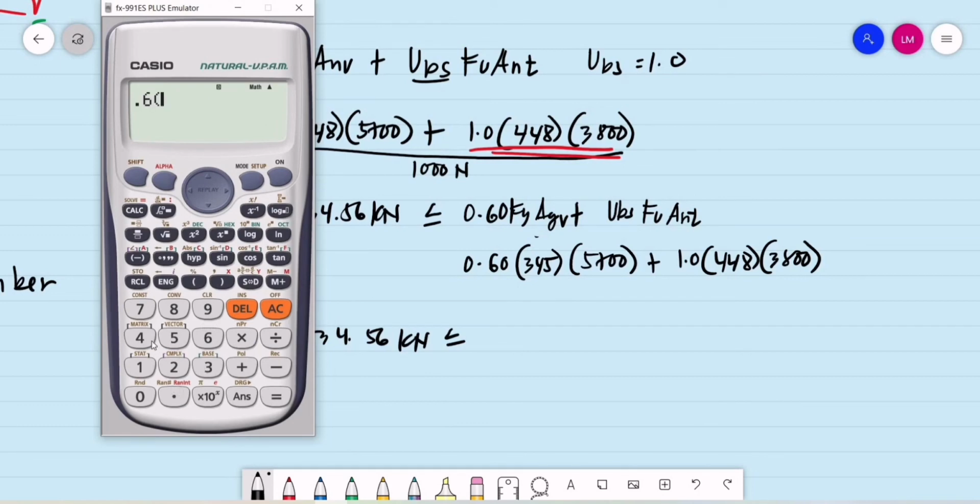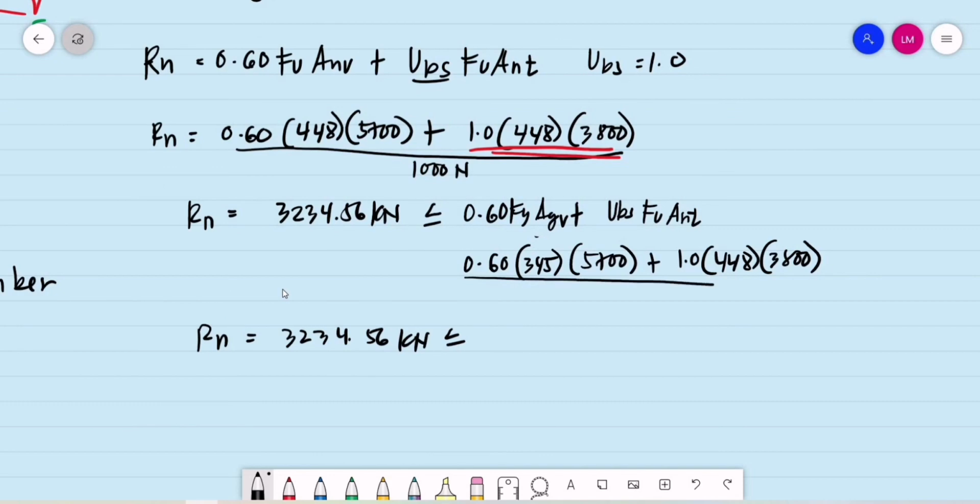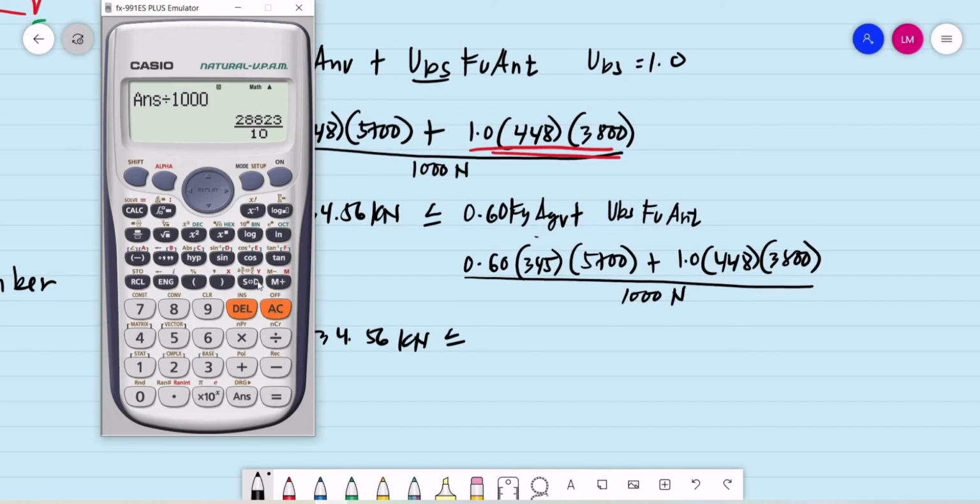We have 0.6 of Fy 345. Ant is the same as Anv, 5,700. Plus 1.0 multiplied by 448, then multiplied by 3,800. To be divided by 1,000. Again, we are dividing this term by 1,000 so that the value will be in kilonewtons. This is 2,882.3 kilonewtons.